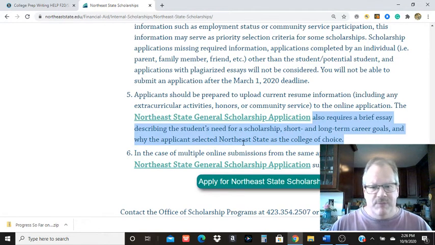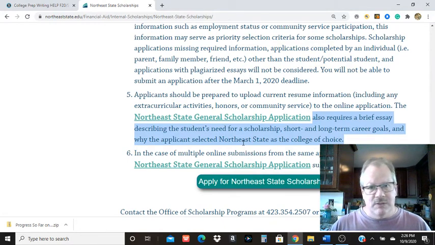But this one, they want a brief essay describing your need for a scholarship, short and long-term goals, and why you want to go to Northeast State. And you have to figure out a way to address those prompts and make it memorable and keep it fairly concise and to the point. And it's not easy, because you're like, I need money to buy books and pay for college, right? But you want to get into maybe a specific example of why you might need more money.